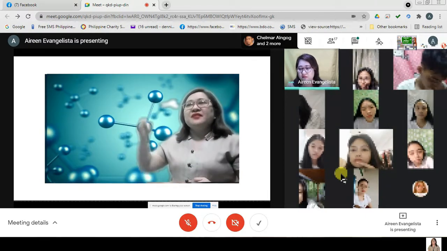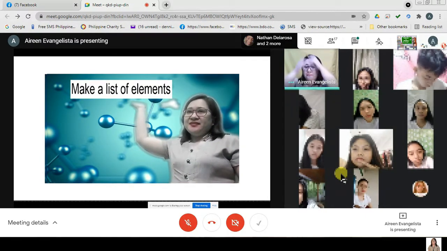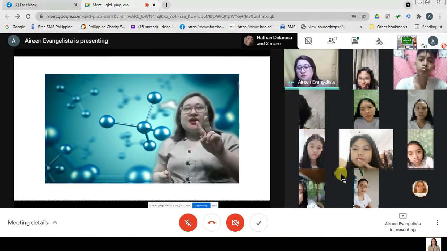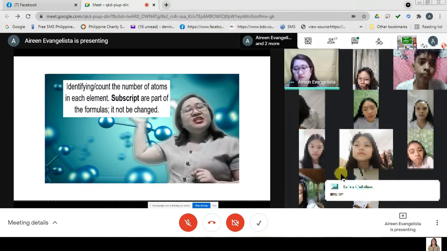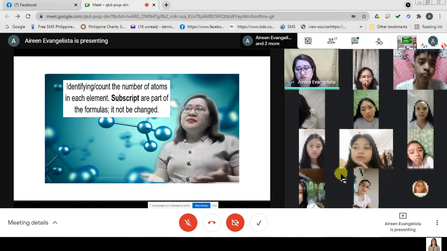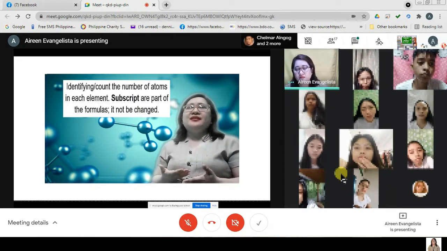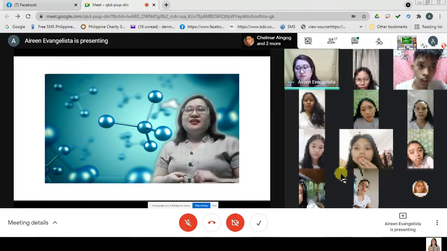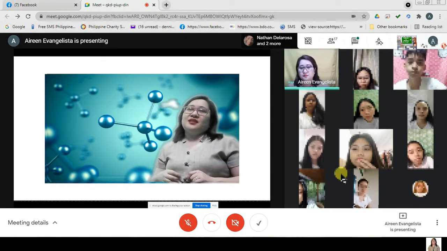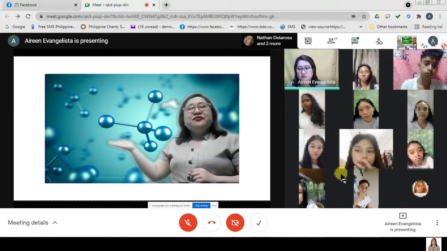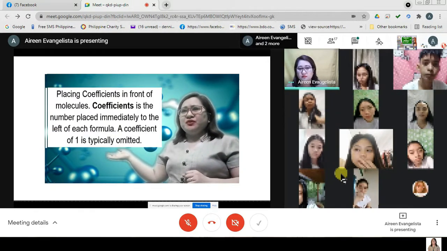Step 1, make a list of elements. Step 2, identify or count the number of atoms in each element. Subscripts are part of the formulas, they must not be changed. Step 3, multiplying the number of atoms. Step 4, placing coefficient in front of molecules.